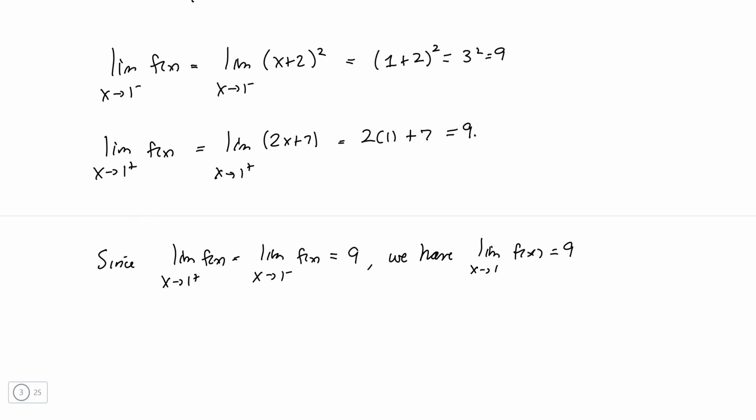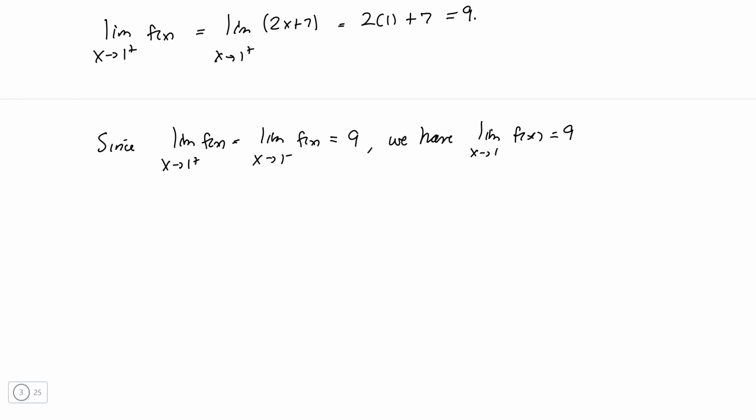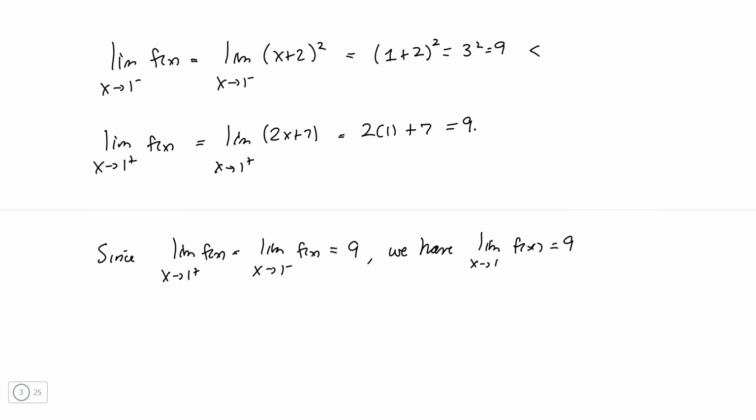So this is something that was covered in the flipped class video on how to do this. So if you recall, this limit coming from the left, this one here, is called the left-hand limit. And this one is called the right-hand limit.